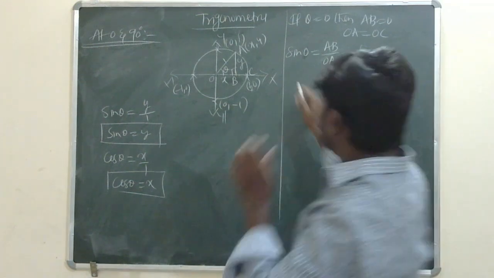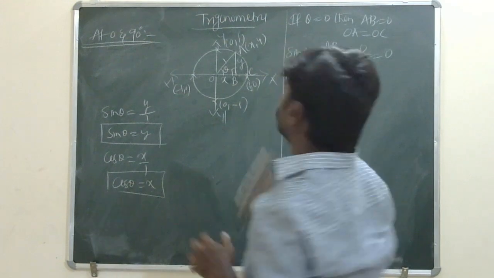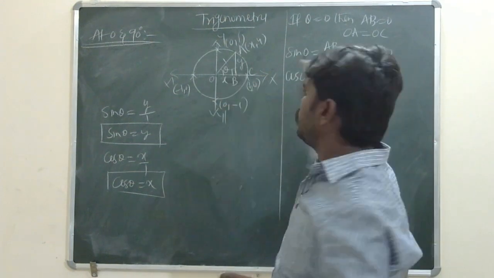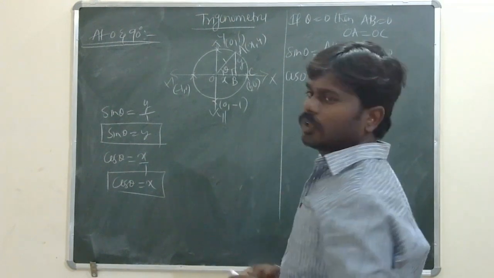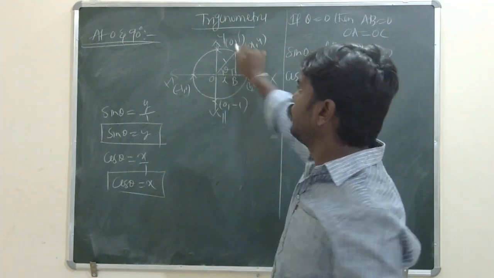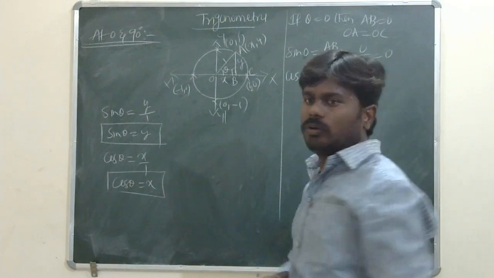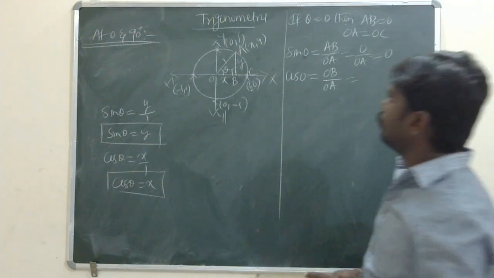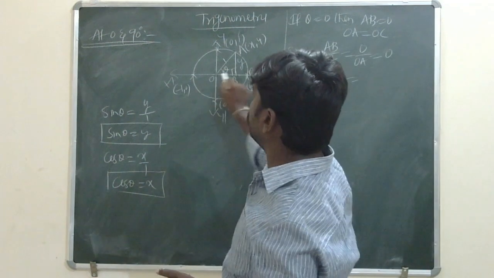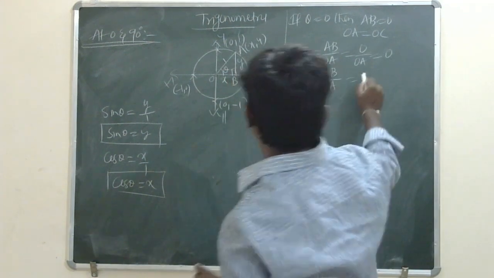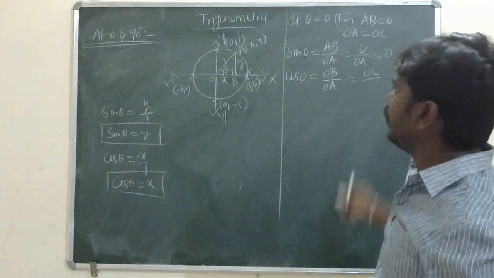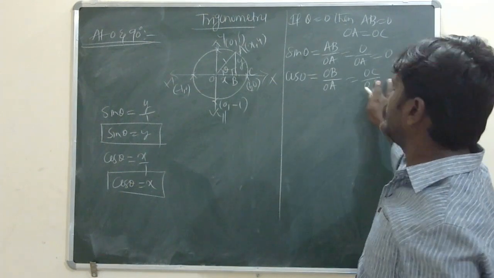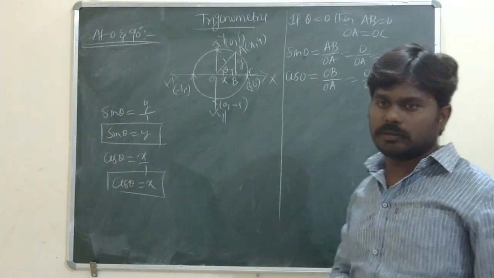Next cos 0. So cos 0 means what here? Cos theta means adjacent. Adjacent means here OB by OA. Okay. So here what is meant by OB now? Okay. So here OB is nothing but what? Becomes OC, and again OA is nothing but here what? OA or OC you can write because both will coincide.